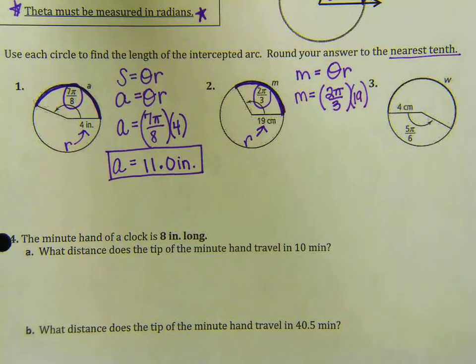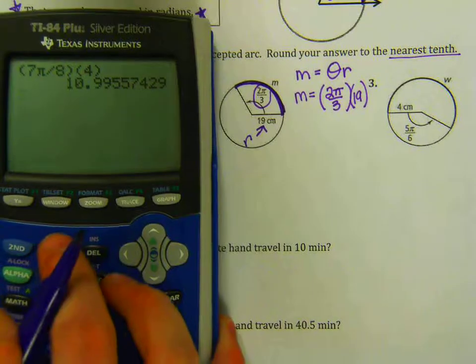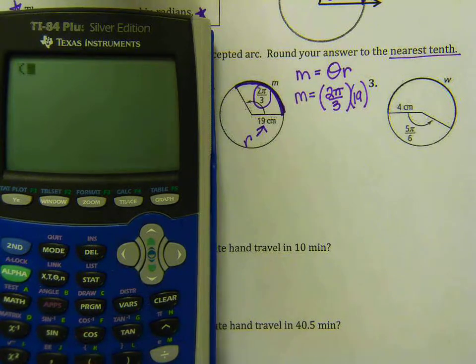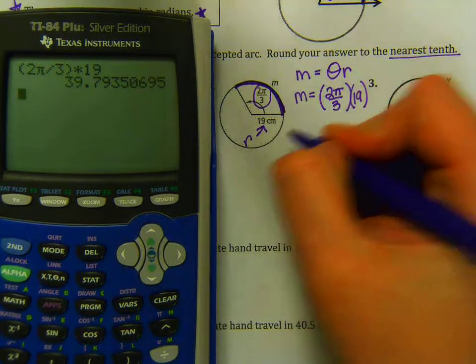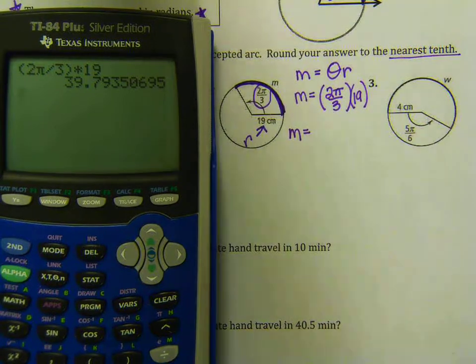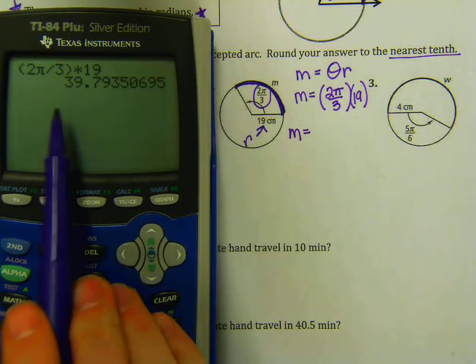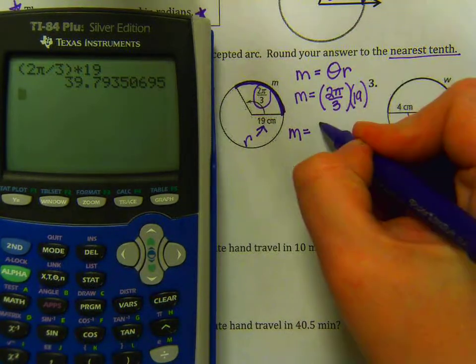Again, put it right in your calculator. So this time I'm putting it over here. We have 2 pi divided by 3 times 19. And that'll give us an answer. Remember, we're rounding to the nearest tenth, so that'll be 39.8 centimeters.